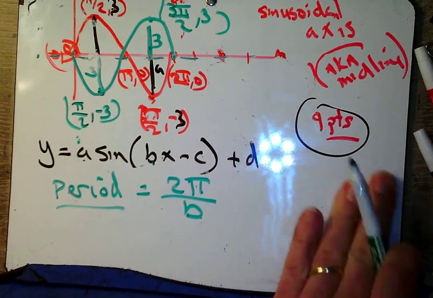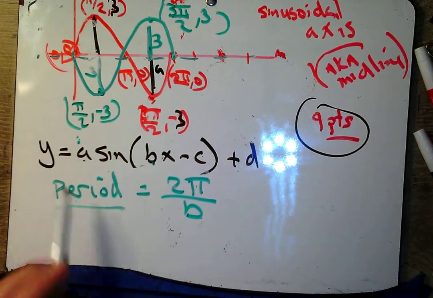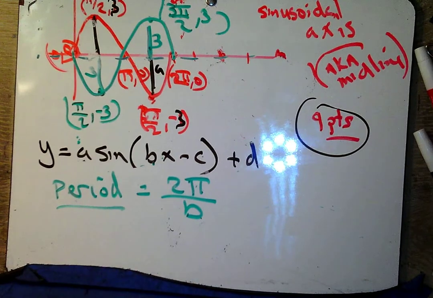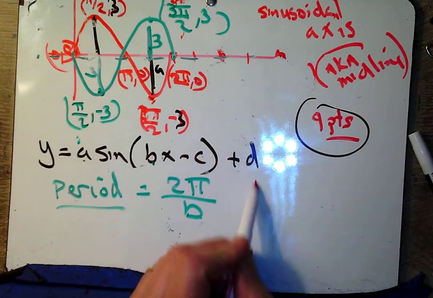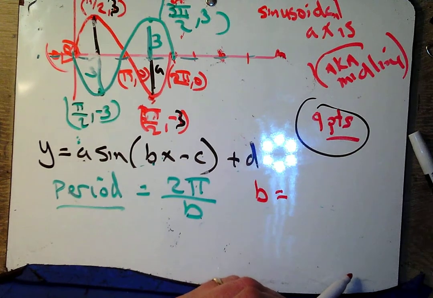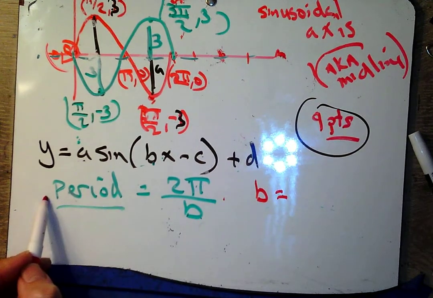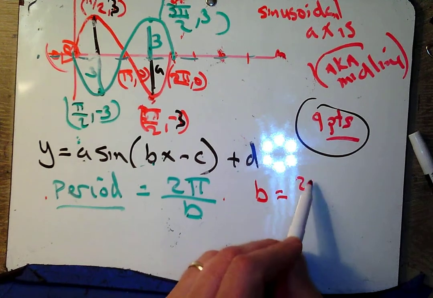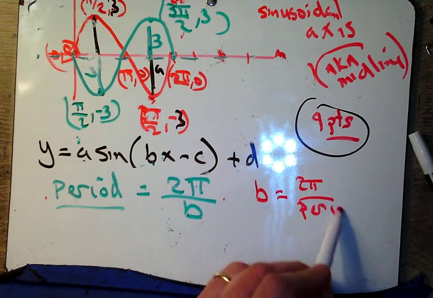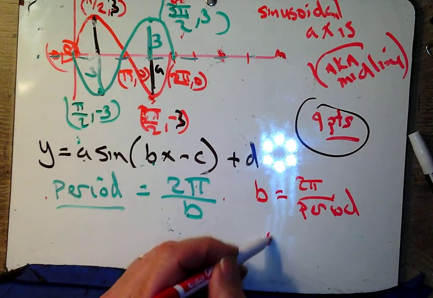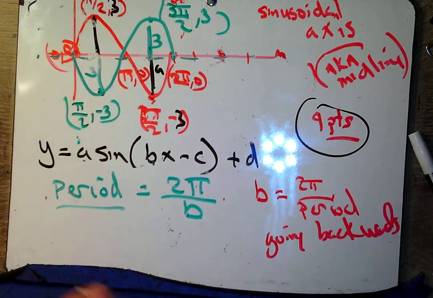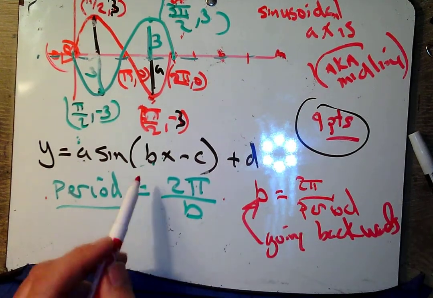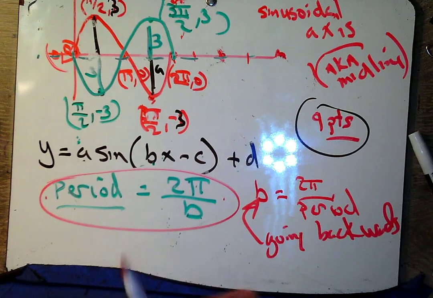Okay? In addition to this equation, the rewritten version of this equation will be useful when we do the going backwards problems, where I give you the graph and I ask for the equation. In that case, we're going to want to know what b is, and if I multiply both sides by b and divide both sides by period, I get this new formula, which is great for going backwards. Okay, we'll use this when we go to graph the function.